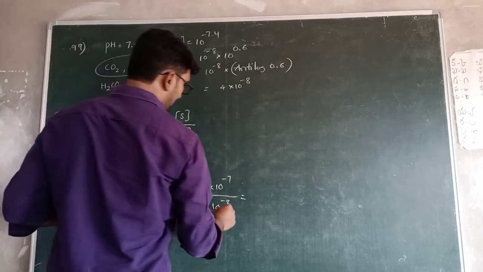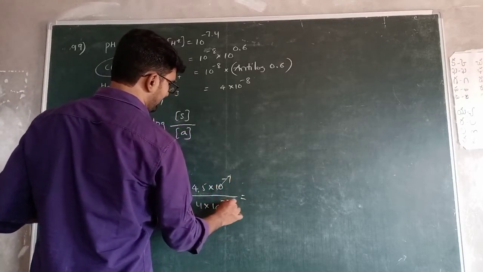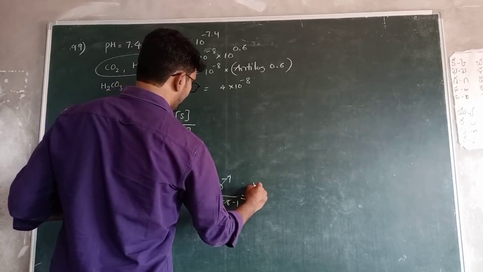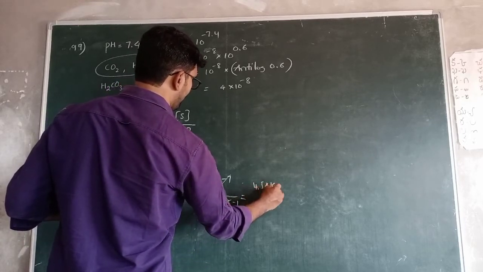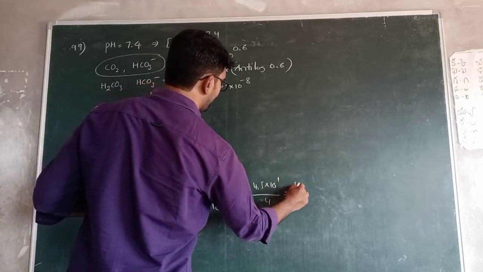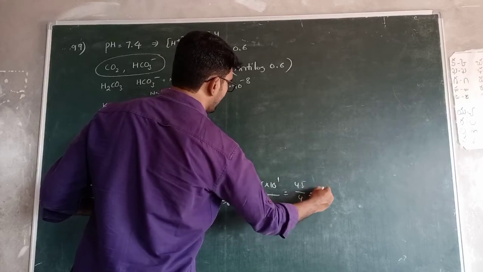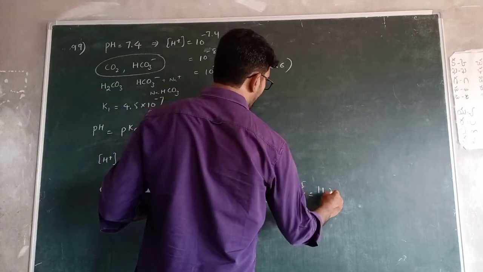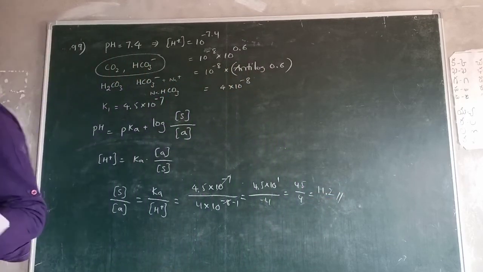Right? Minus 7 cancel, minus 1. This will move up. 4.5 into 10 power plus 1 by 4 means 45 by 4. 11 fours are 44, then 1.0, 4 twos are 8. So the answer is 11.2.